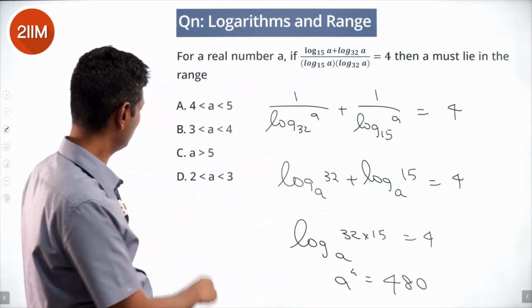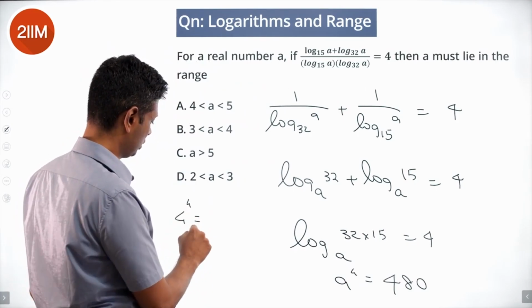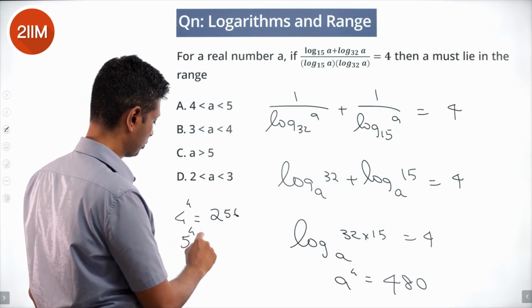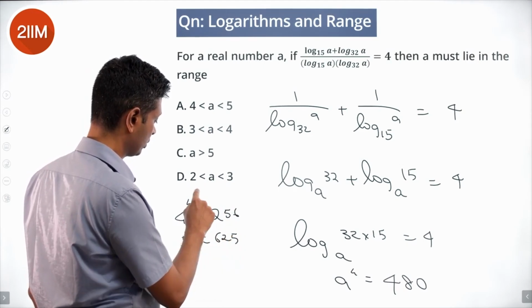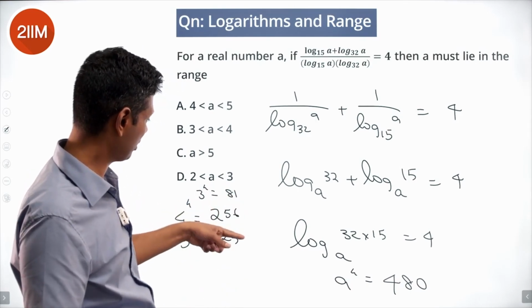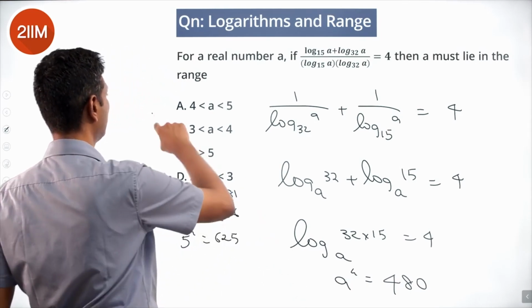Where should it lie? 4 power 4 is 16 square, 256. 5 power 4 is 625. 3 power 4 is 81. A power 4 is between these two. A should lie between 4 and 5.